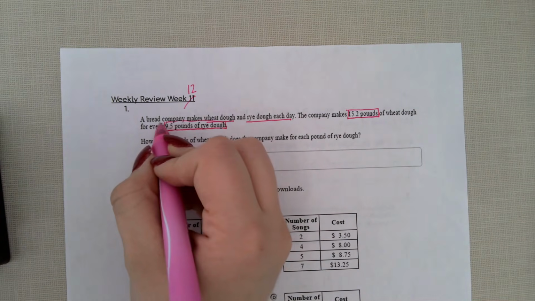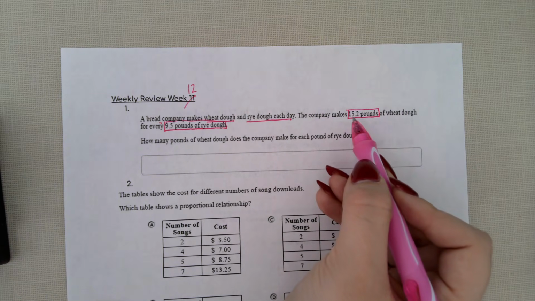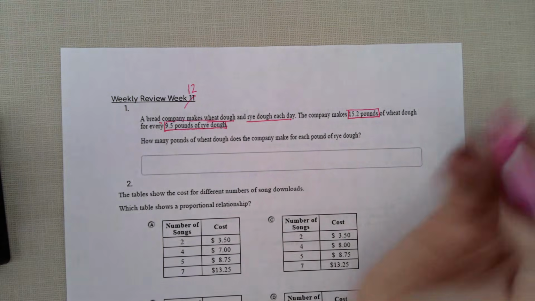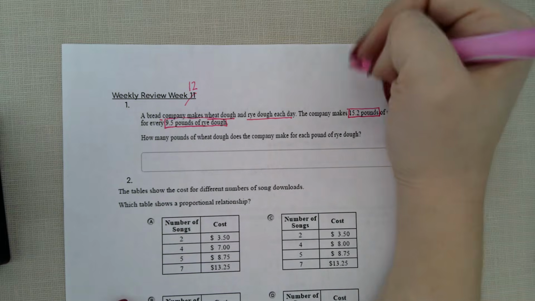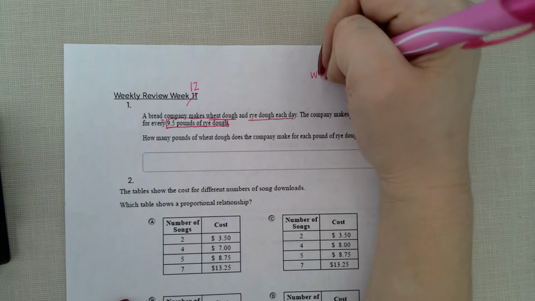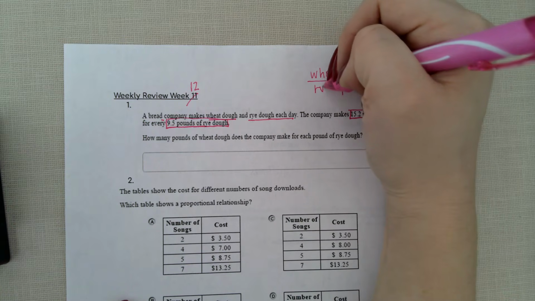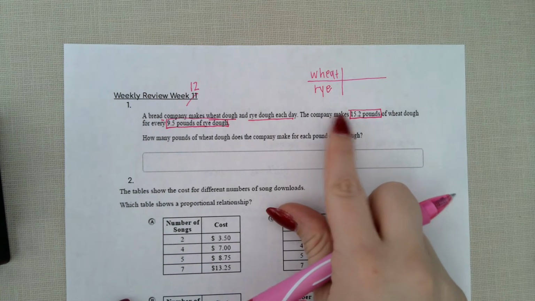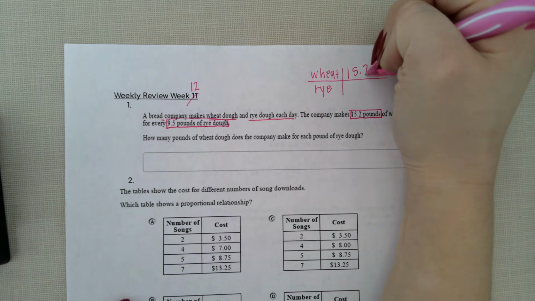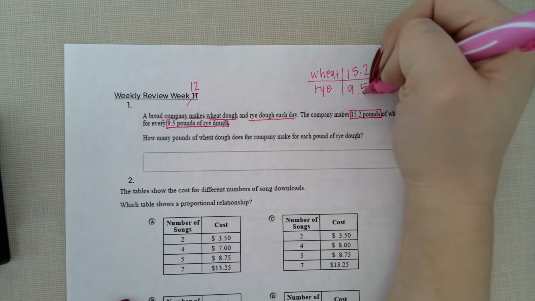When I see for every, I should be thinking about, oh, this is a proportion. So they make 15.2 pounds for every 9.5 pounds. So let's create our proportional relationship table. My 2 units are wheat dough and rye dough. And I know when the company makes 15.2 pounds of wheat dough, they make 9.5 pounds of rye dough.